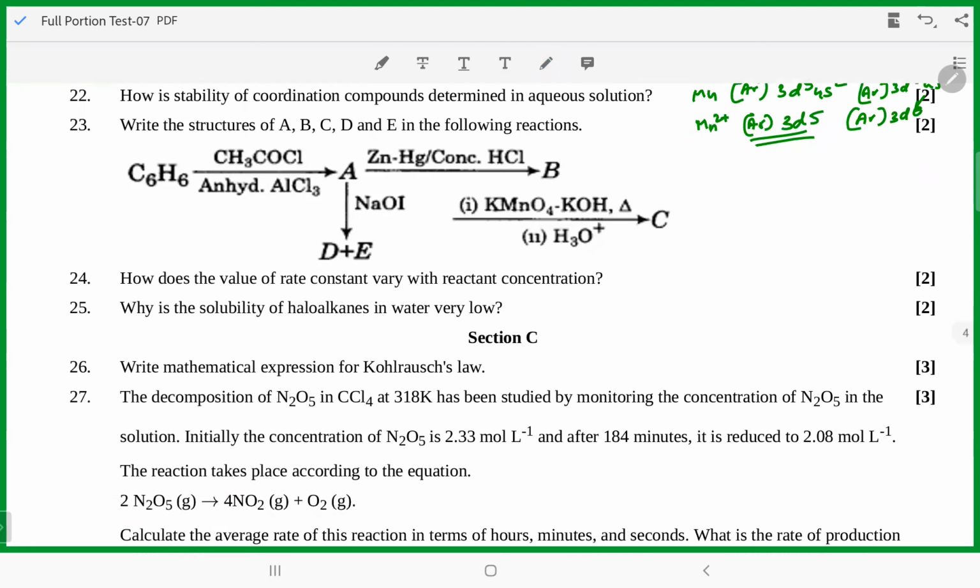How is the stability of a coordination compound determined? The stability of a coordination compound is determined in aqueous solution. How can it be determined? It is measured by what?